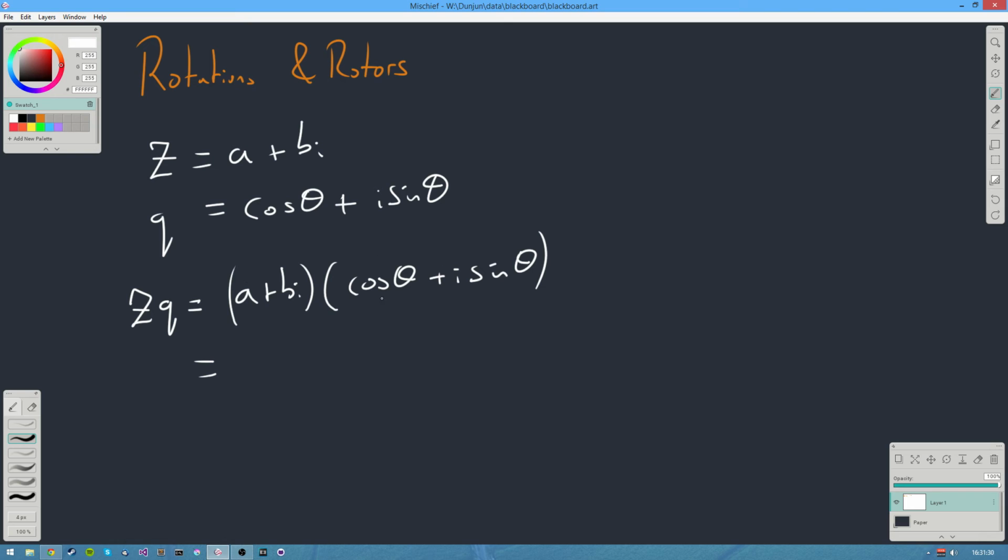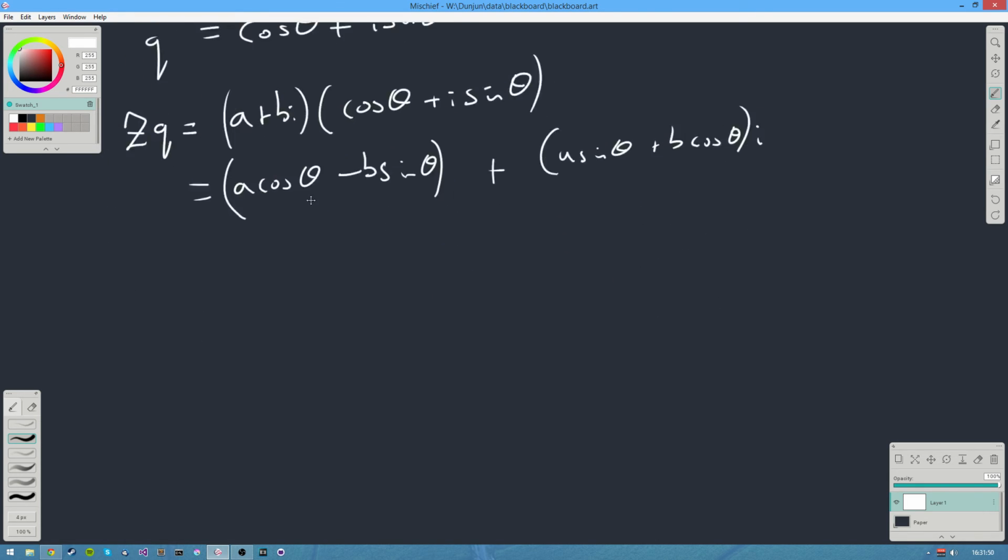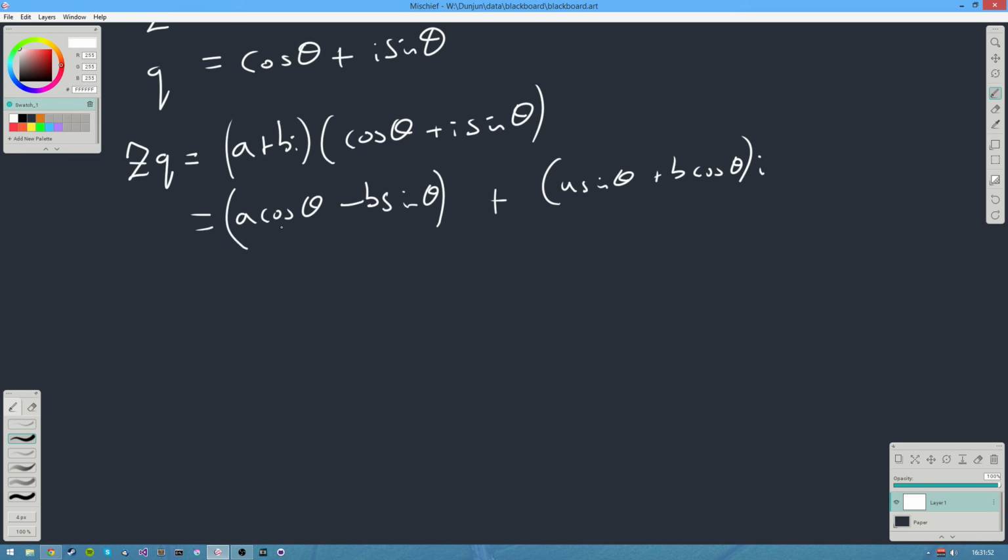When we expand this out, what we get is A cosine theta minus B sine theta, that's our real part, plus A sine theta plus B cosine theta i. So that is our imaginary part. So that's what happens when we expand those brackets out. And you're thinking, okay, that doesn't make any sense. So let's try and do the same thing here.